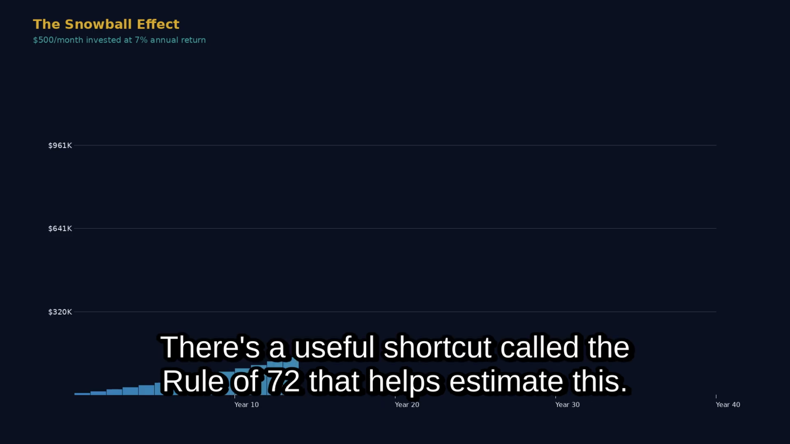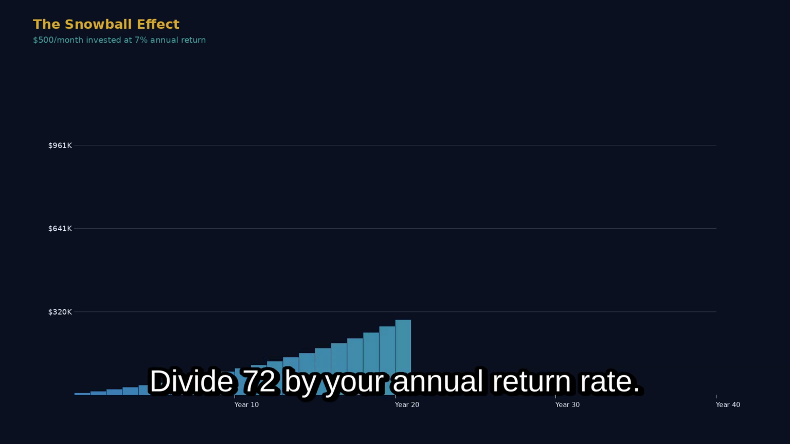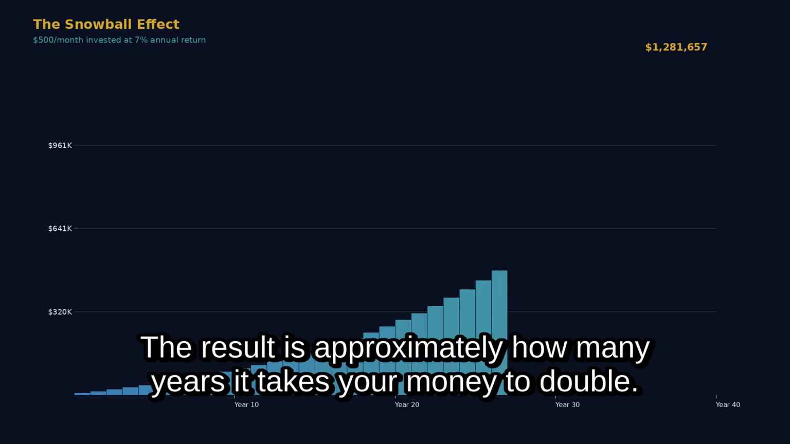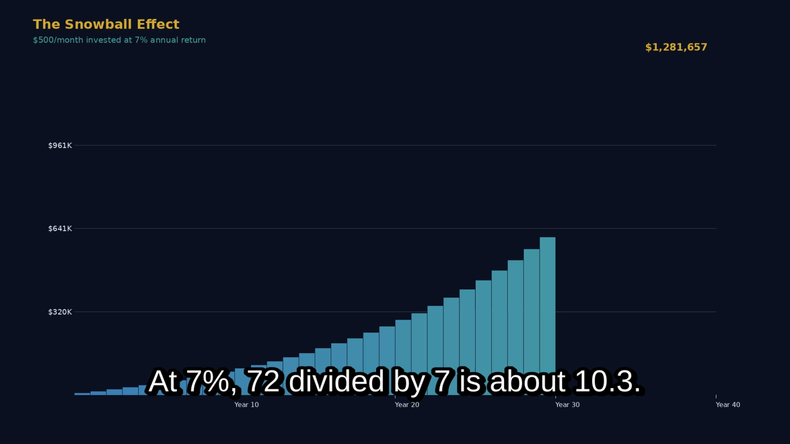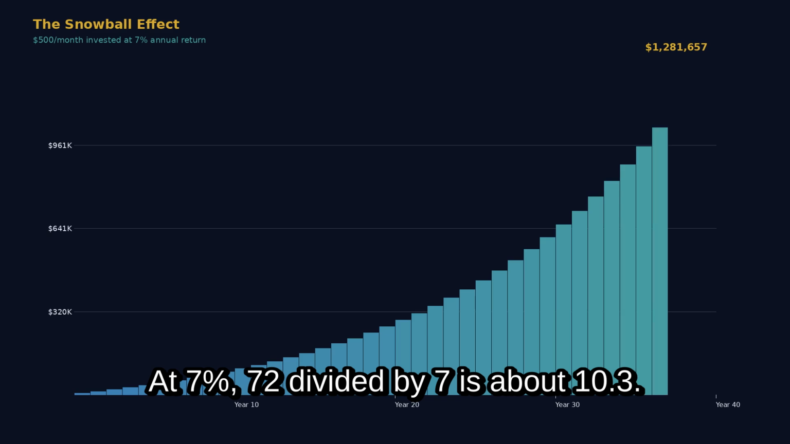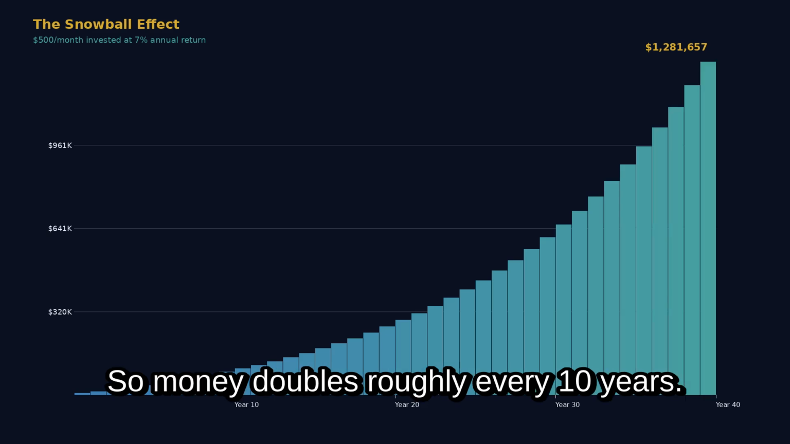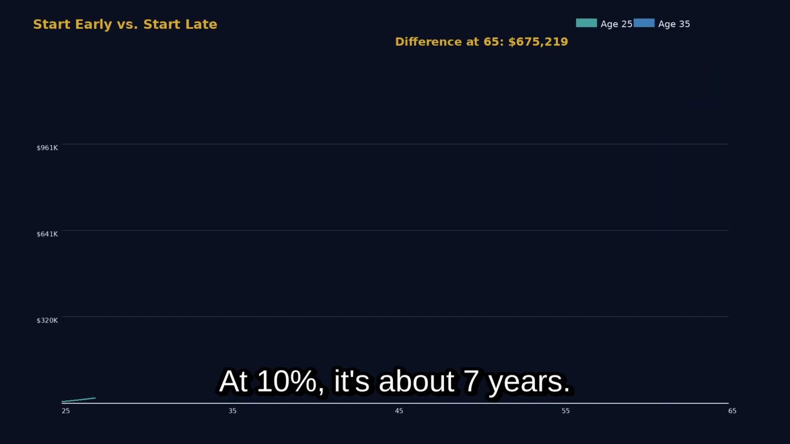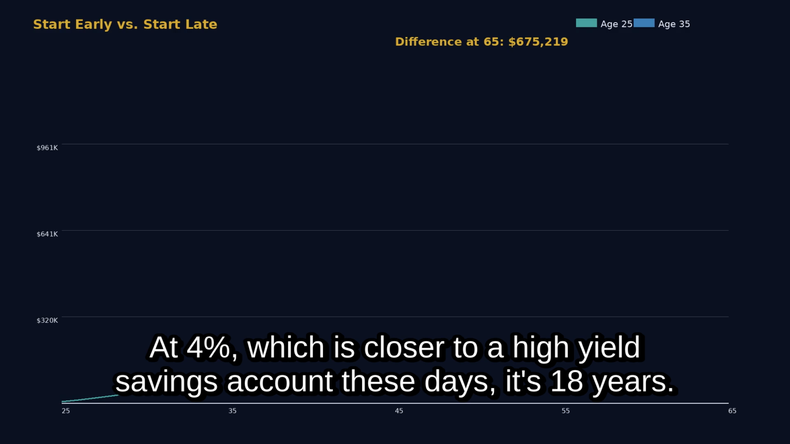There's a useful shortcut called the Rule of 72 that helps estimate this. Divide 72 by your annual return rate. The result is approximately how many years it takes your money to double. At 7%, 72 divided by 7 is about 10.3. So money doubles roughly every 10 years. At 10%, it's about 7 years. At 4%, which is closer to a high-yield savings account these days, it's 18 years.